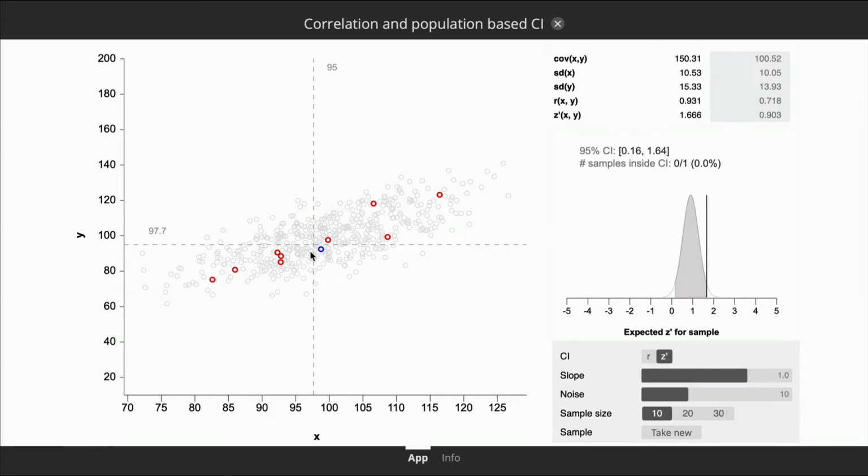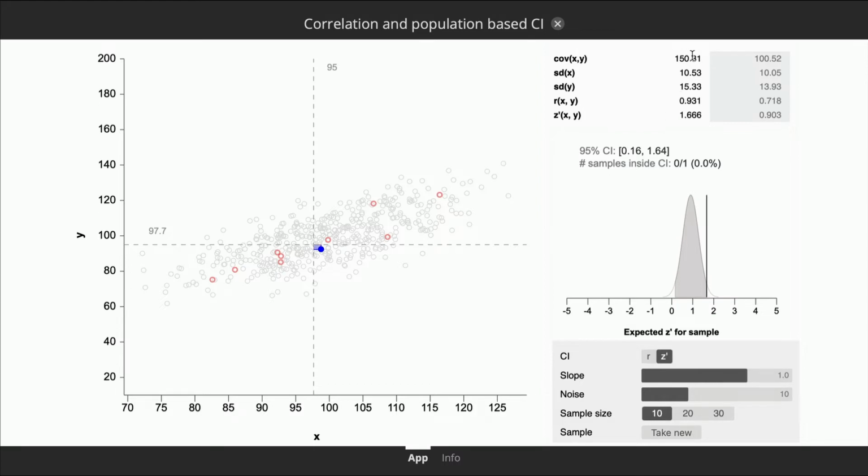Then you can see that most of the points here have red color because they have a positive contribution to the covariance, right? And only one point is negative. Now you can see that the covariance, this is the covariance for sample. All these statistics are for sample, and these are statistics for population. So you can see the covariance is 150, right?